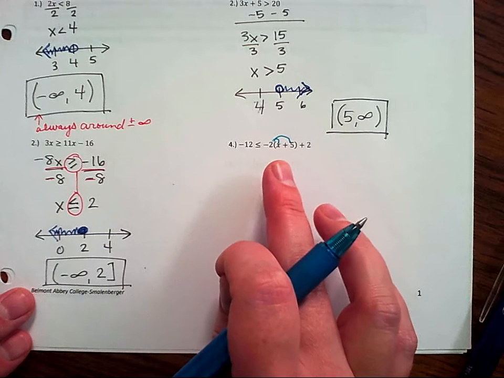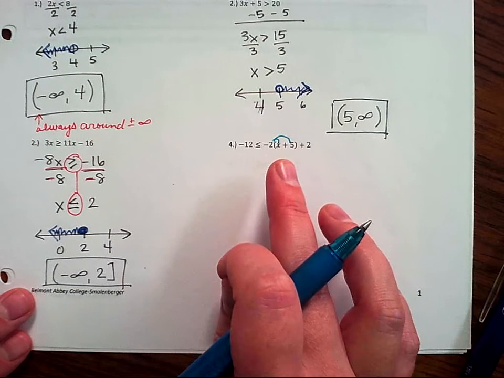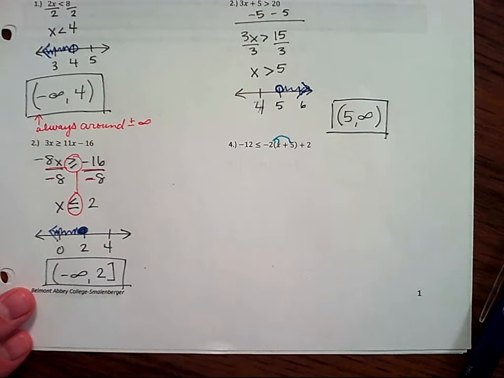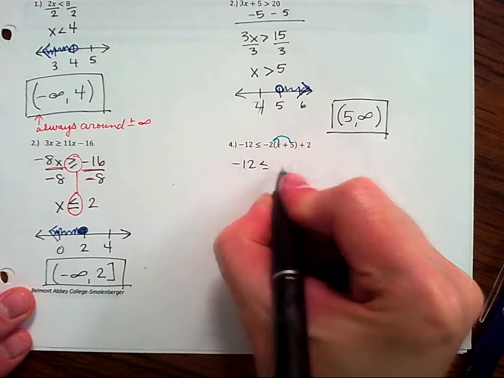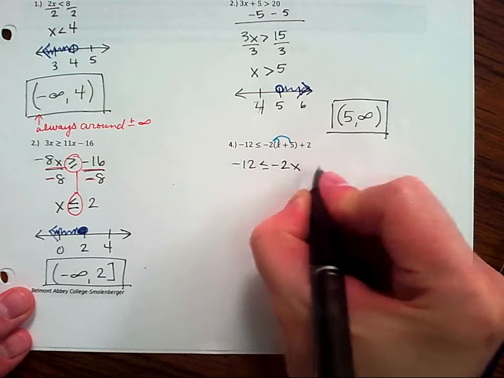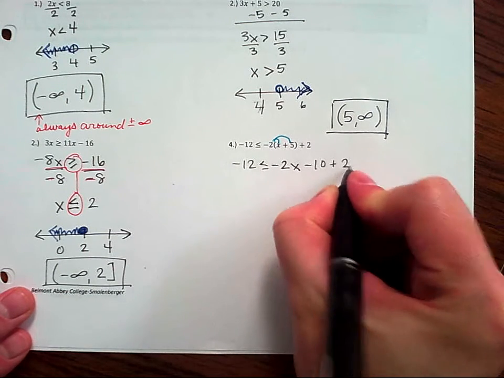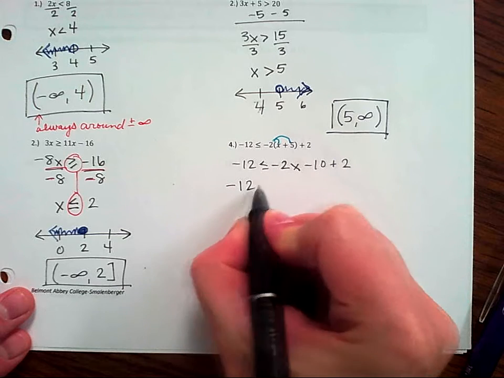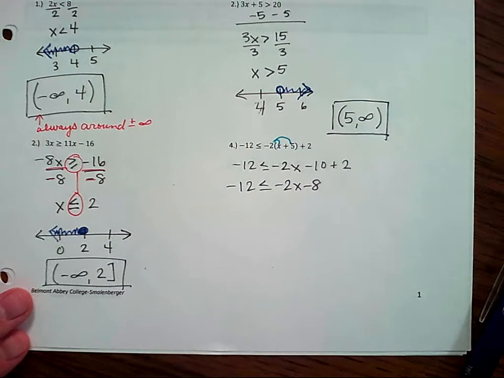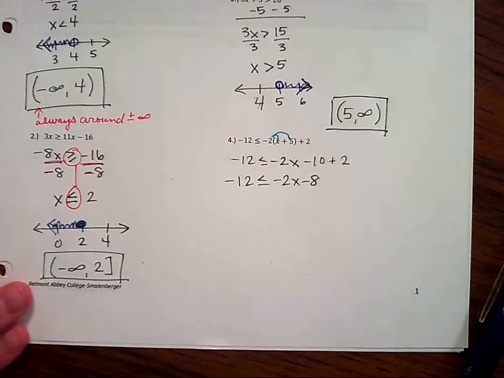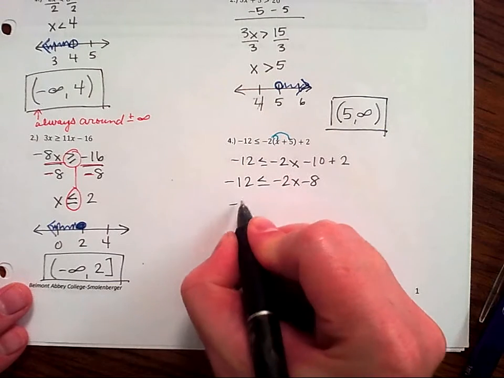Do I need to flip the inequality? No, because I'm not doing it to both sides. I'm just simplifying. So -12 is less than or equal to -2x minus 10 plus 2. Now what? Combine like terms. Add 8 to both sides.